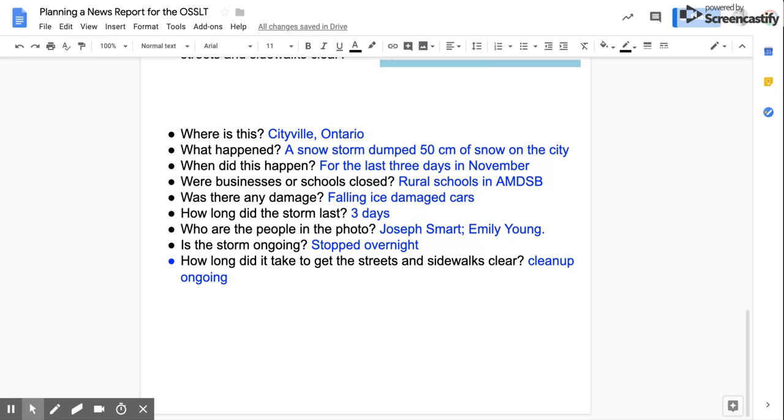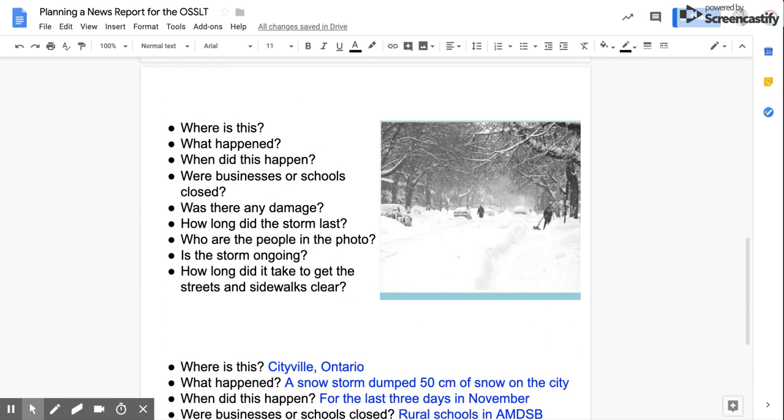And the last detail that I'm going to include is the answer to that question: how long did it take to get the streets and the sidewalks clear? Well, I'm going to write about how the cleanup is still ongoing, because when I look back up at that photo, it looks like it hasn't been cleaned up yet. So now I've done all my planning and I'm ready to begin writing my report.